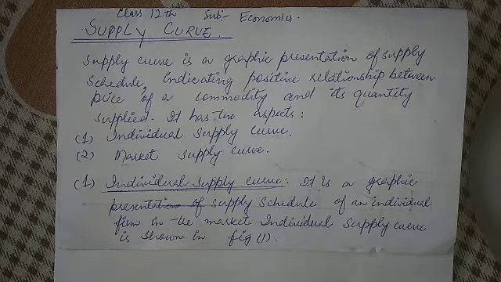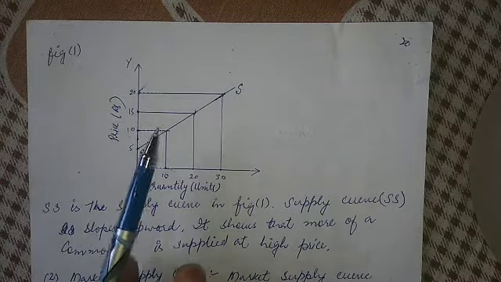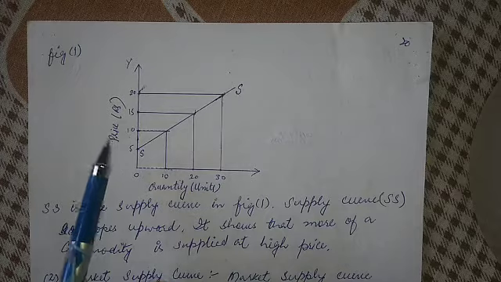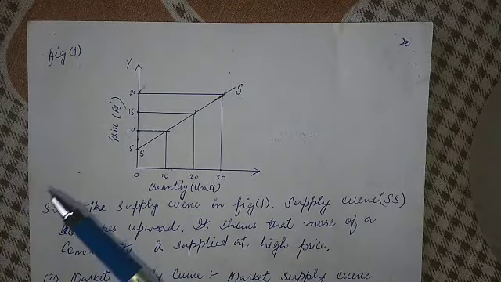It is a graphic presentation of the supply schedule of an individual firm in the market. Sloping upwards, it indicates a positive relationship between the price of a commodity and its quantity supplied. The individual supply curve is shown in figure 1. This diagram is based on the individual supply schedule of table 1, which we studied earlier.